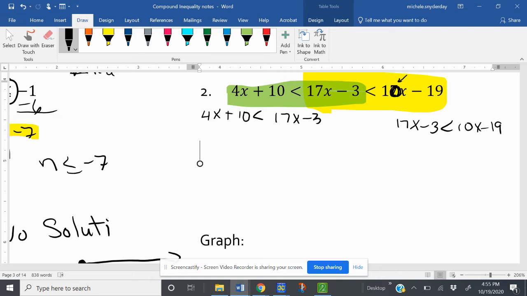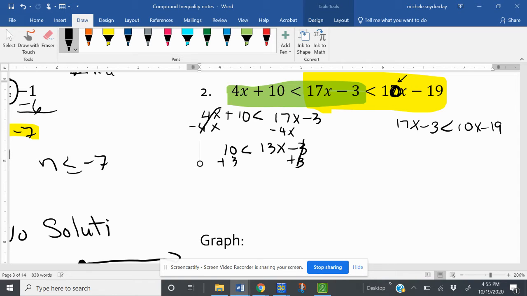So let's see, we need to move our x's. Maybe we'll move our x's by subtracting 4x on both sides. Those x's are gone, and we're left with 10 is less than 17 minus 4, which is 13x minus 3. So we need to get rid of the negative 3 by adding 3 to both sides.